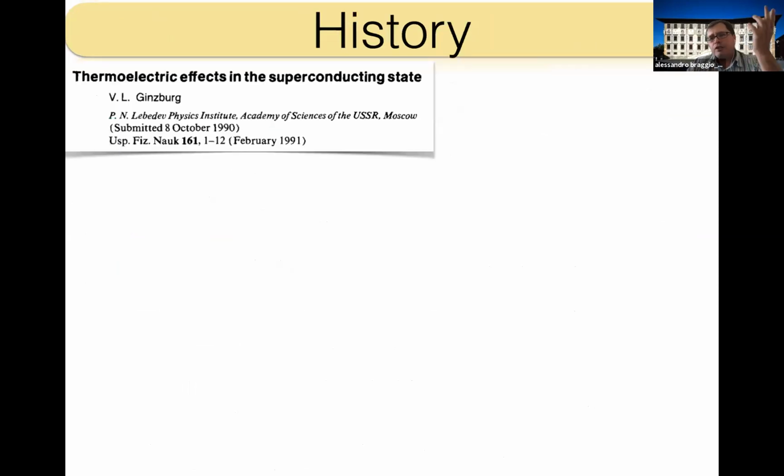And now the question for me was, come on, SIS junctions were studied for 50 years, and we take really the simplest integral that we can do, and we make it and we discover something new. Is it possible that people did not consider it?